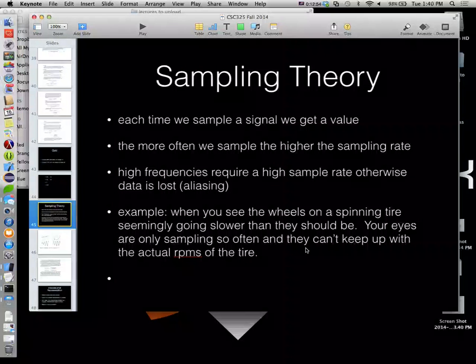That has to do with this idea of sampling. Your eyes are sampling so often, 50 times a second, our eyes are sampling for us. Good eye samplers. Is that phrasing? No, I think we're good.